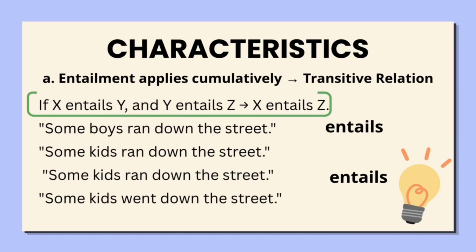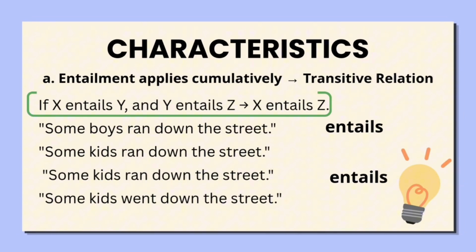Next, this slide explains an important characteristic of entailment, which is transitivity. The slide says, if X entails Y and Y entails Z, then X entails Z. Let's understand this through the example. First, the sentence "Some boys ran down the street" entails "Some kids ran down the street." Why? Because every boy is a kid.